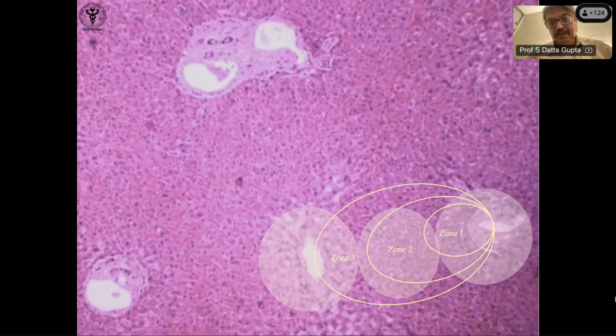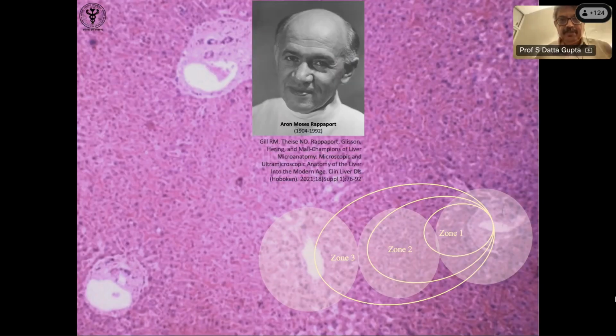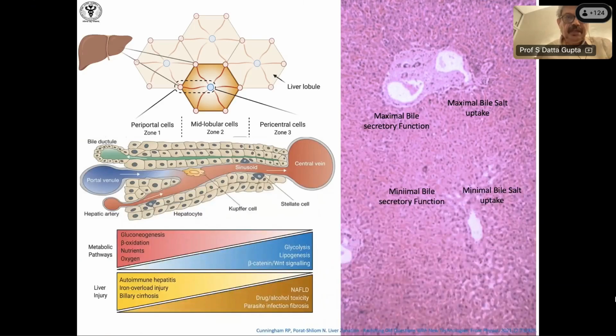Central zonal is zone 3, zone 2 is mid-zonal, and zone 1 is periportal. I hope it's clear now to you all. This is Aaron Moses Rappaport who described this. Right. Now, is this zonation important?